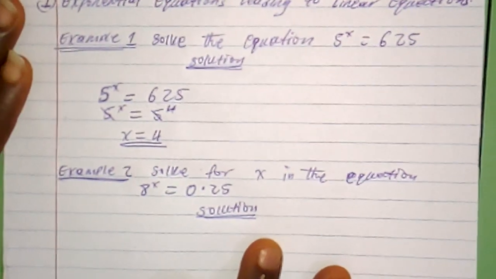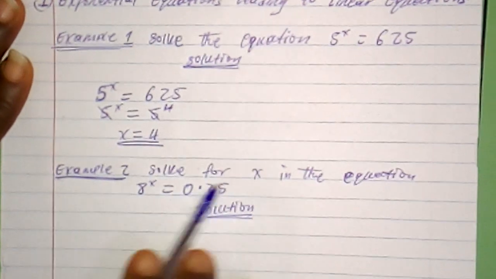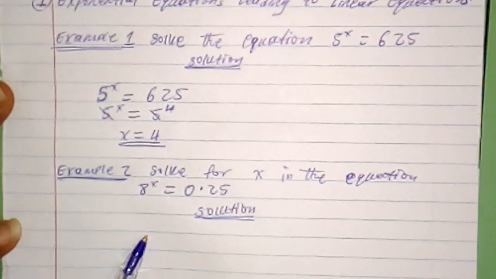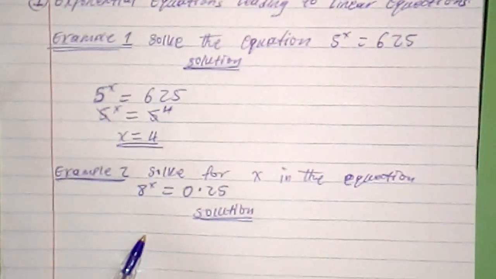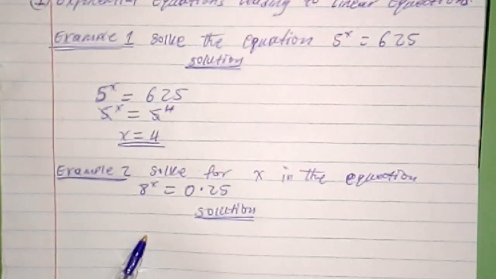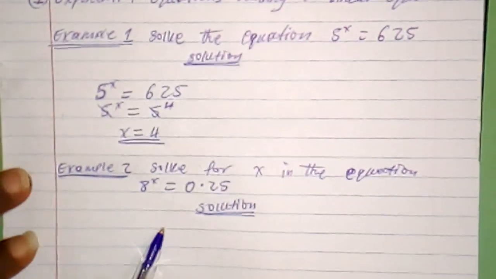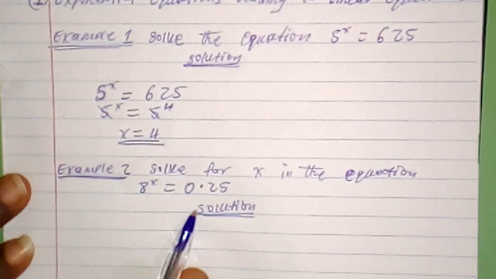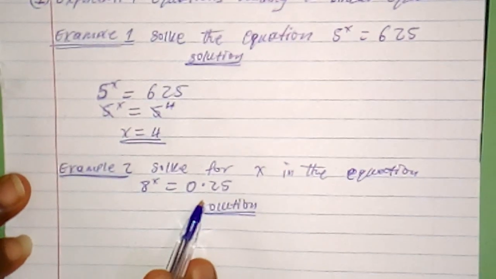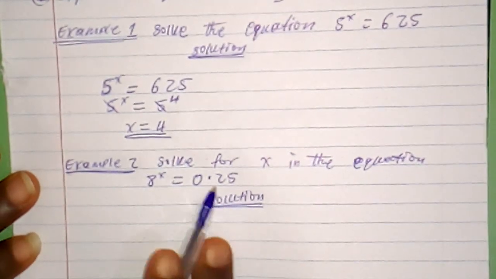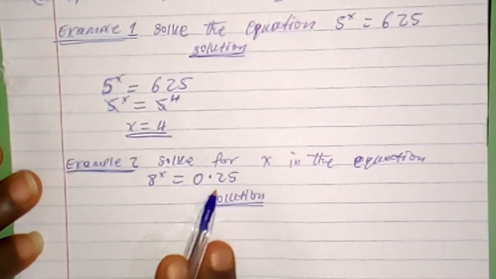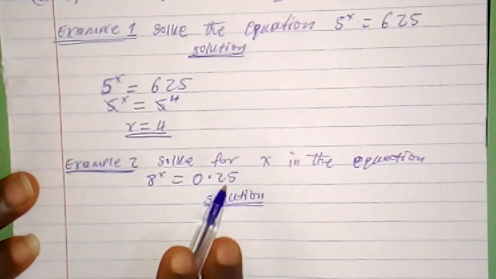Now we proceed to example 2. Solve for x in the equation. Anytime you see an exponential equation and you see a decimal, you must try to convert that decimal into a fraction. Take note, it's always a fraction that gives you a decimal, so you must take the reciprocal of the decimal, in other words, by converting the decimal into a fraction, right?